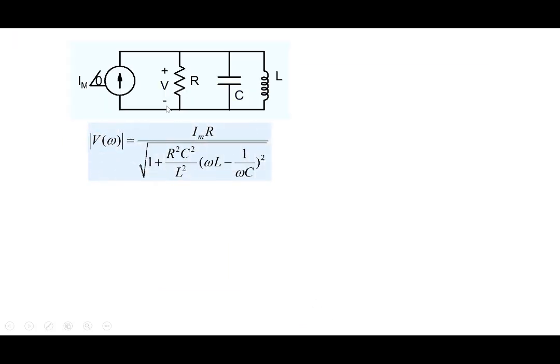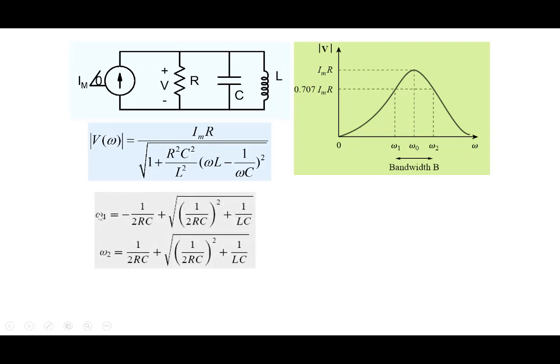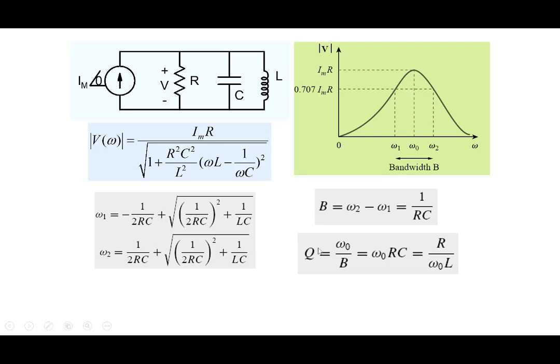In a similar manner we can find the half power frequencies, the frequencies at which the amplitude of the voltage is 1 over root 2 of its maximum. Exactly the same things we can repeat here, and we'll obtain two frequencies, omega 1 and omega 2. The bandwidth is omega 2 minus omega 1. The Q factor can be written as omega naught RC, or as omega naught by the bandwidth.